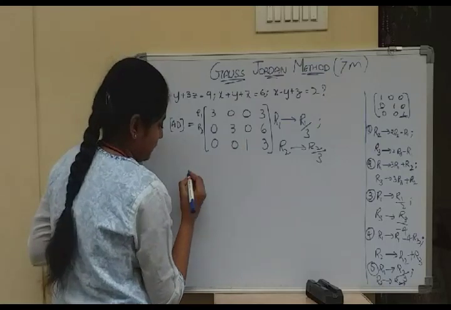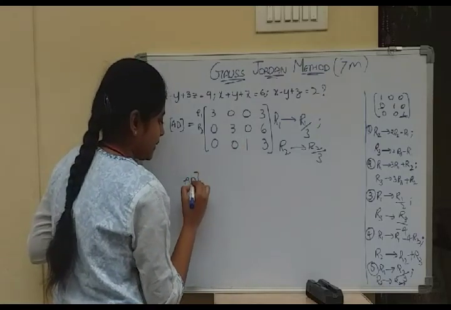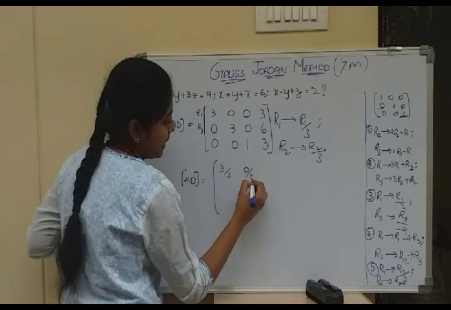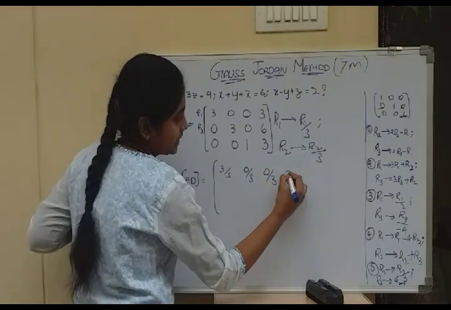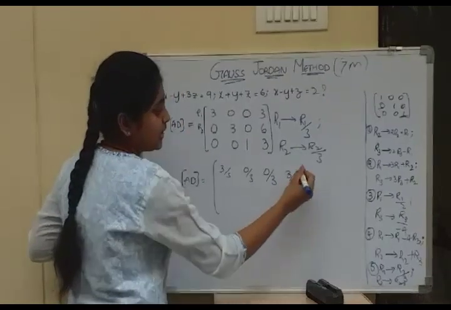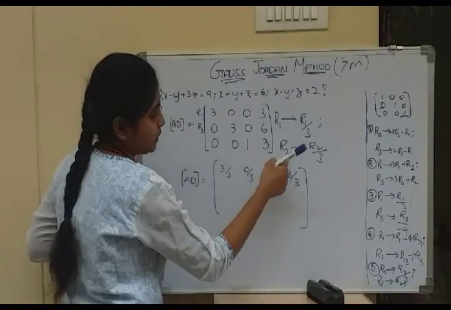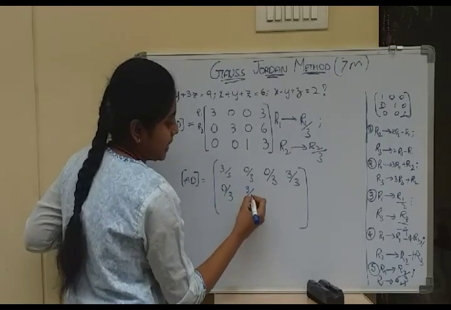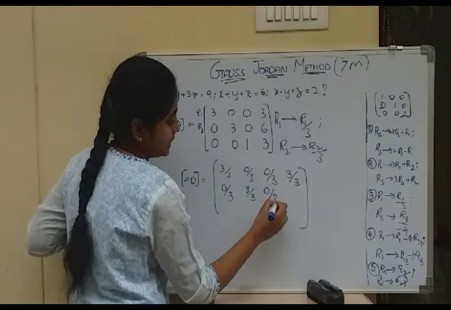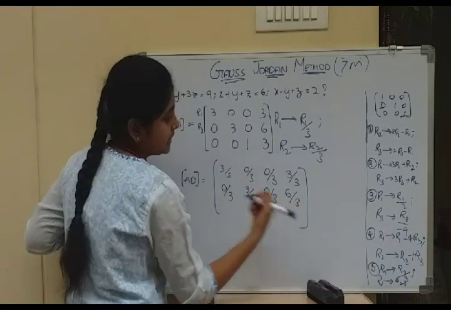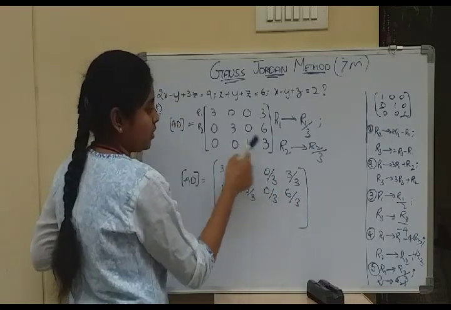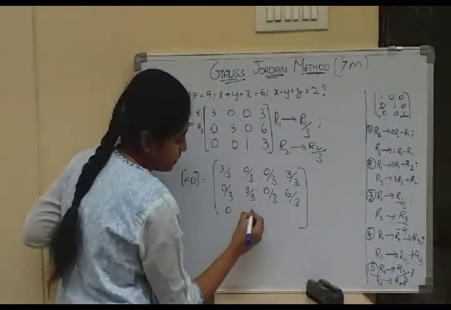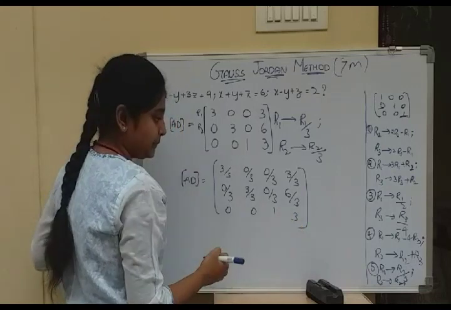Now we will do it. AD is equals to 3 divided by 3, 0 divided by 3, 0 divided by 3, 3 divided by 3. This is row 1. Again row 2 also same, we need to divide with 3. So 0 divided by 3, 3 divided by 3, 0 divided by 3, 6 divided by 3. Row 3 we already got the identity matrix row, the last row, so it is as it is, we need to write 0, 0, 1 and 3.